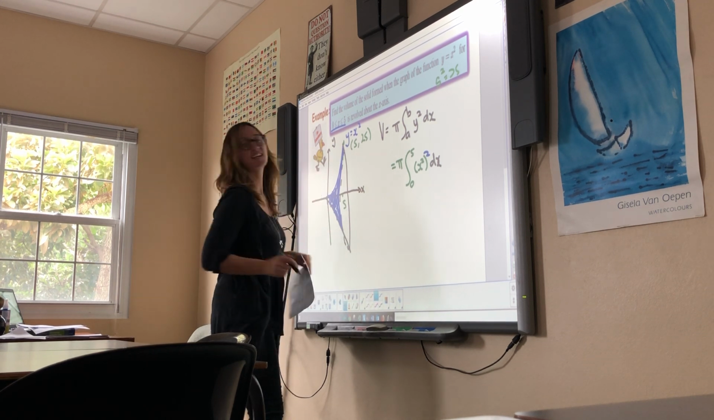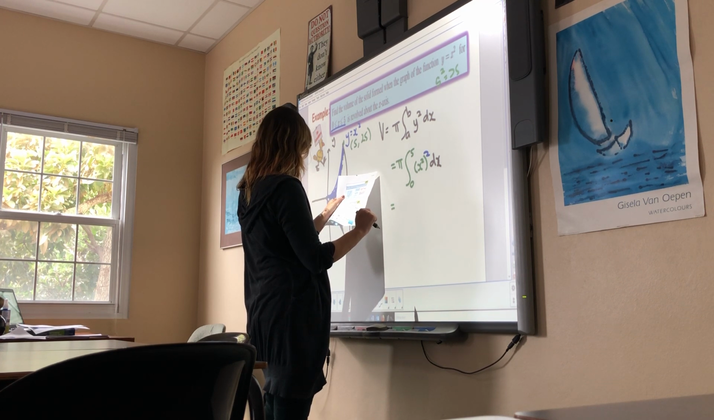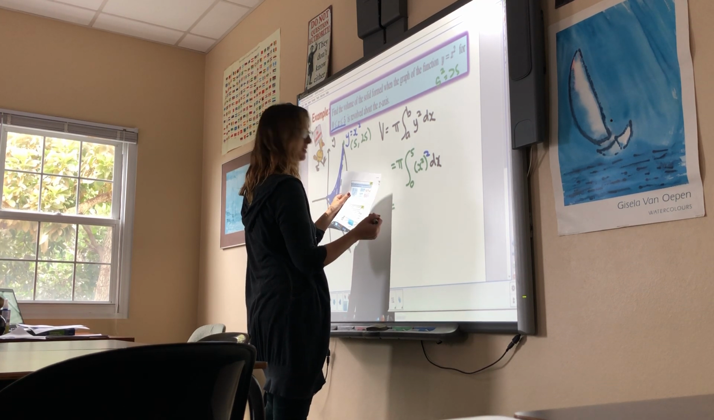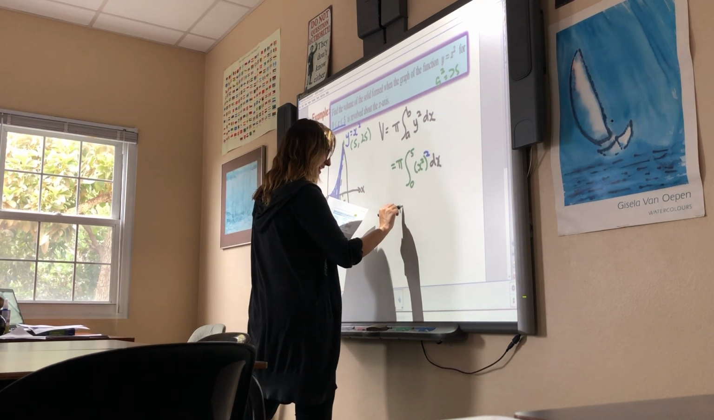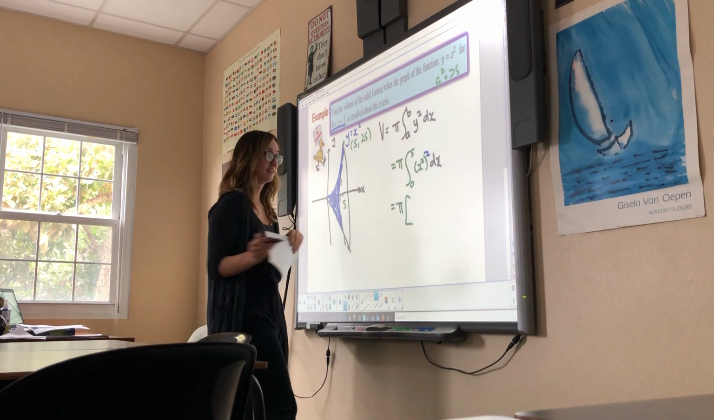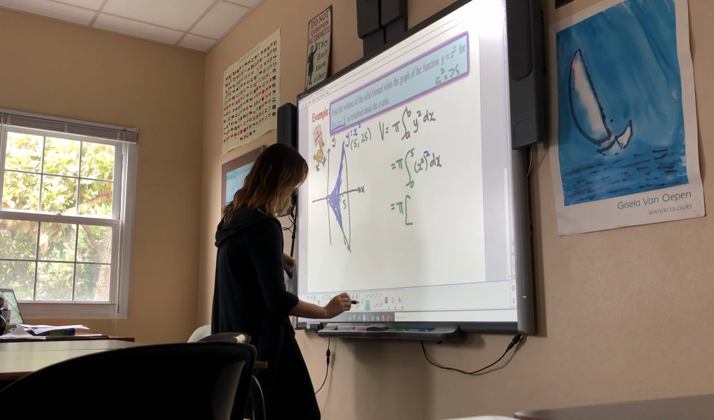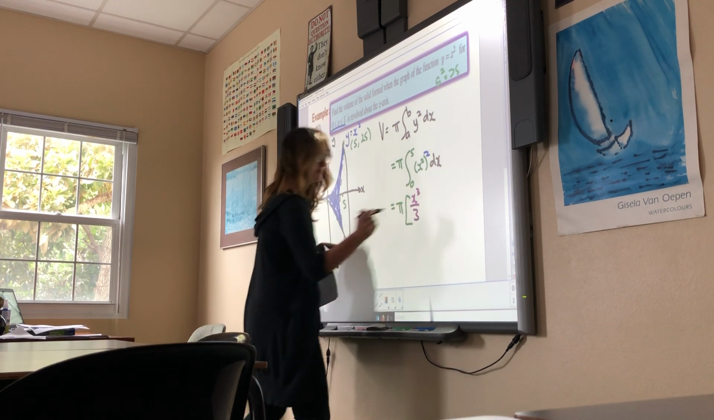You can do it with calculator if you want, just because we're a bit pushed for time. Well, I'll show you how to do it. Square brackets. So you have to do pi times by, what is the integral of x squared? Oh, x cubed over 3. Yeah, x cubed over 3.